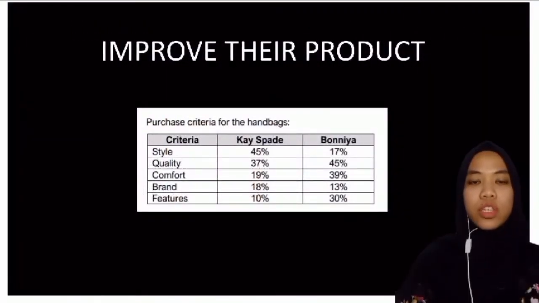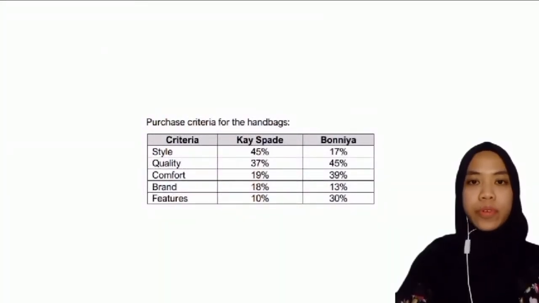First of all, let's look at how K-Spade could improve their product. For this requirement, I will refer to a question that states the purchase criteria for the handbag. There are 3 criteria that need to improve. Firstly, the quality, comfort, and the features. From here, we can see that Bonia shows a higher percentage as compared to K-Spade. That's why we need to improve their product.